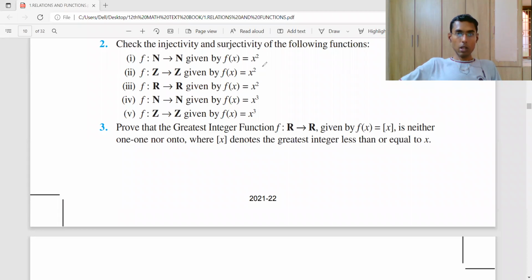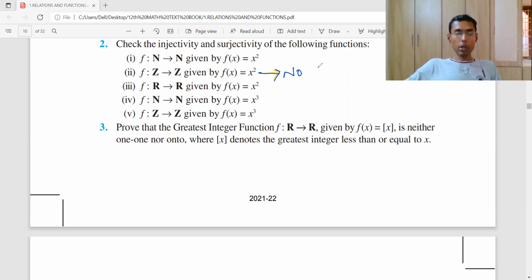Chalo. Then next one. Is this one-one or not? We'll write directly. It is not one-one. Why? Because negative numbers are also possible. Minus 1 and plus 1 have the same image.